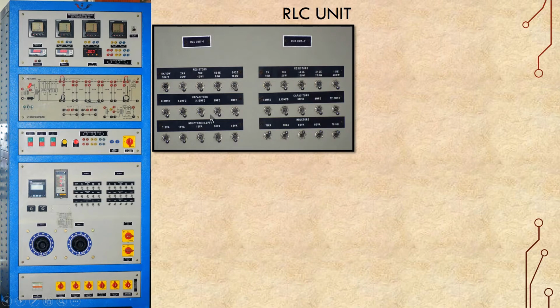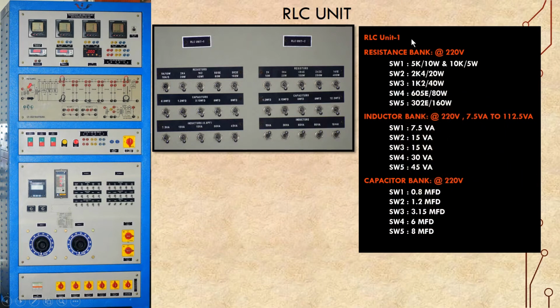If we see the specification for RLC unit 1, when we turn on switch 1, there are 2 positions. In the first position we have 5 kilo ohm of resistance with 10 watt of power, and 10 kilo ohm resistance with 5 watt of power. Similarly, if we turn on switch 2, that will be 2k 4 ohm of resistance and 20 watt of power. Similarly, switch 3 this one, switch 4 605 ohm, switch 5 302 ohm, and for the inductor, switch 1 is 7.5 VA, switch 2 15 VA, switch 3 15 VA, switch 4 30 VA, switch 5 45 VA.